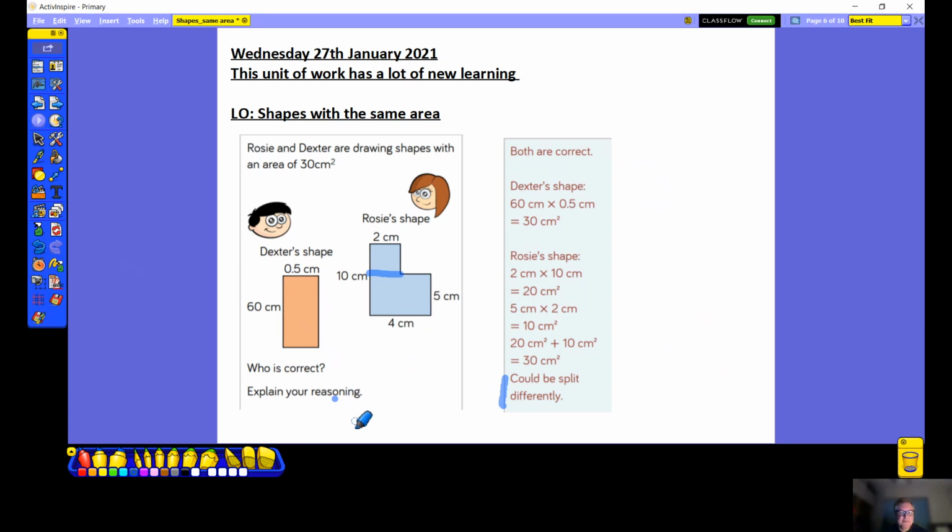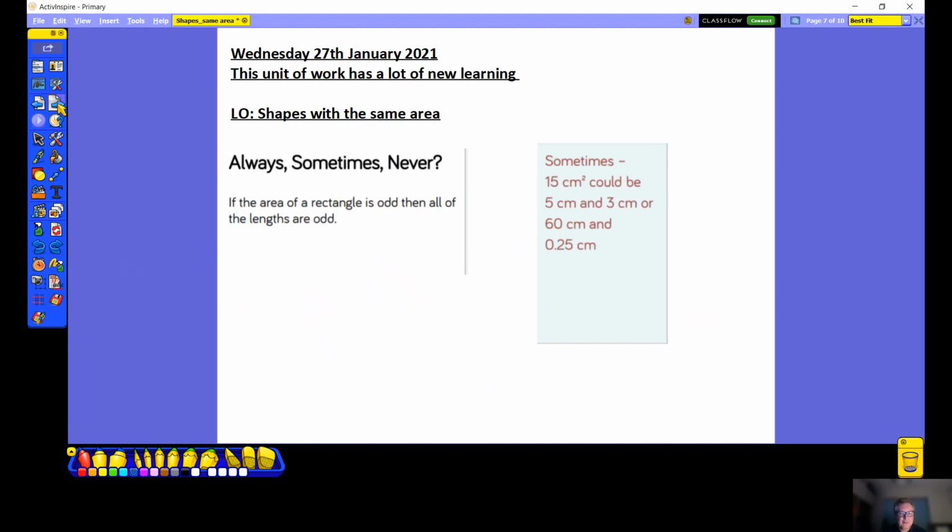What was your reasoning? In maths, the workings out can easily be the reasoning. Always, sometimes, never. Sometimes. There's an example. What other examples did you have?